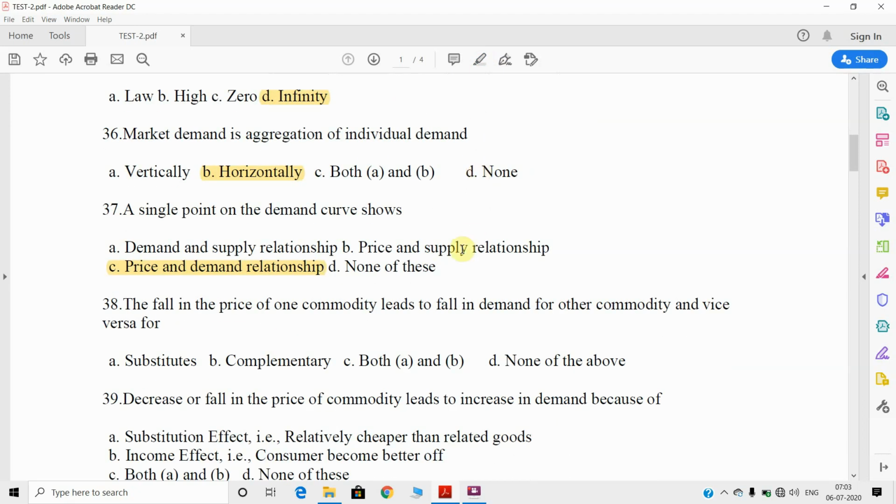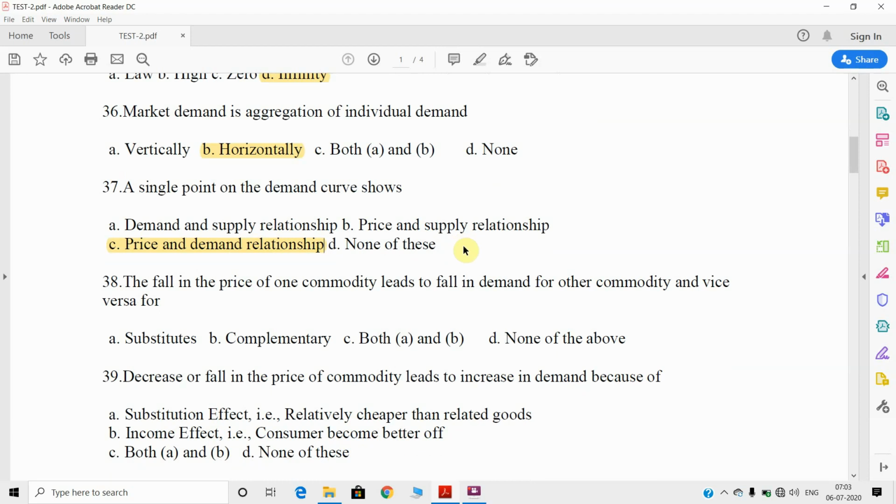Next 38. The fall in the price of the commodity leads to fall in demand for other commodities and vice versa, and that answer will be substitute. The goods are perfect substitutes, because if the price of tea falls, then the demand for another good also falls, right?